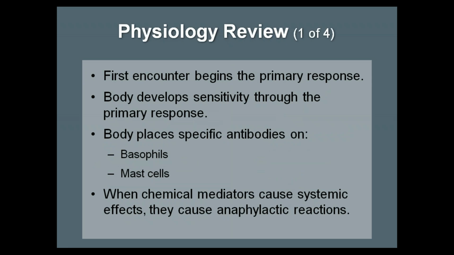The first encounter begins with the primary response, and the body develops sensitivity through the primary response. This is like the reason behind vaccines. This is a very rudimentary understanding of a vaccine, so don't quote me on all this. They give you a small amount of the antigen through a vaccine, and your body understands that it's bad, attacks it, kills it, and understands that in the future, if it sees it again, it's going to attack it again. So your body doesn't have to worry about fighting it off.